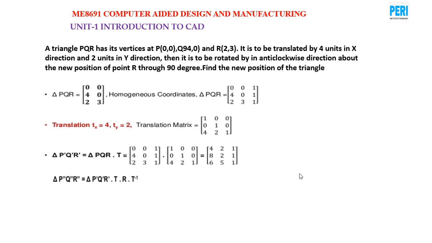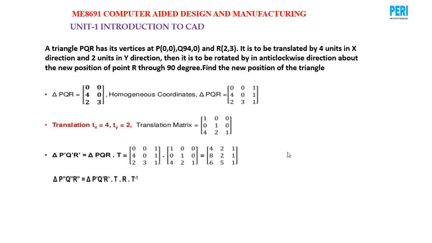Next we will see the next problem, the triangle problem. For a triangle with 3 coordinate points P, Q and R: P (0, 0), Q (4, 0), I mean 4, 0, not 9, and R (2, 3). It is to be translated by 4 units in X direction and 2 units in Y direction. Then it is to be rotated in the anti-clockwise direction about the new position of point R through 90 degrees. Find the new position of the triangle.